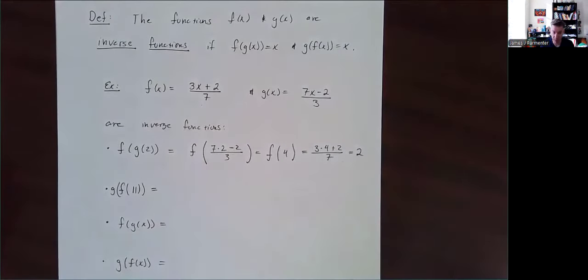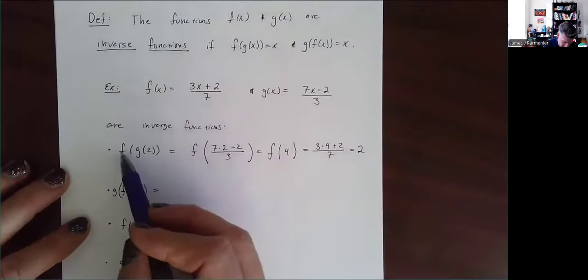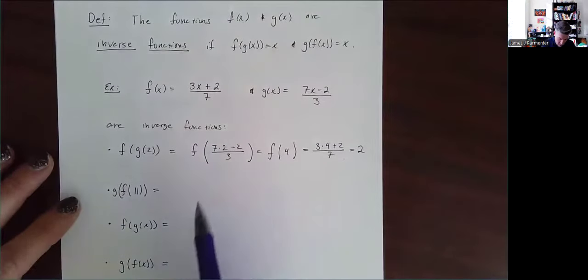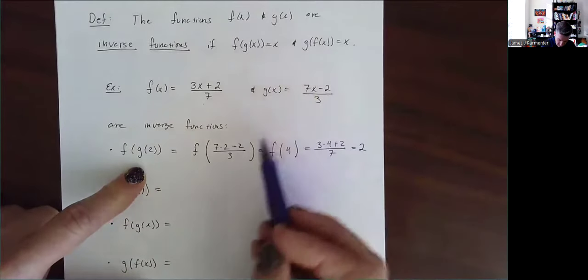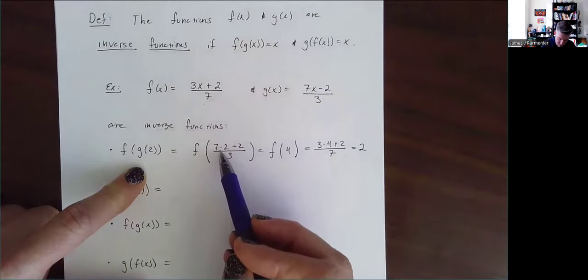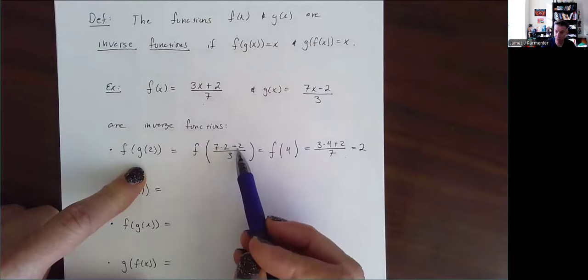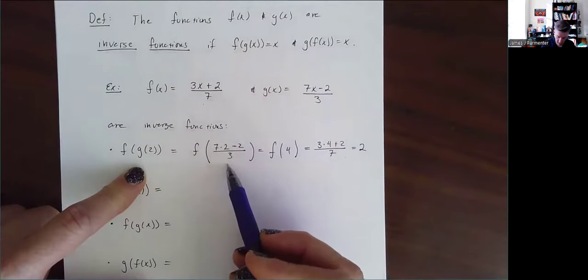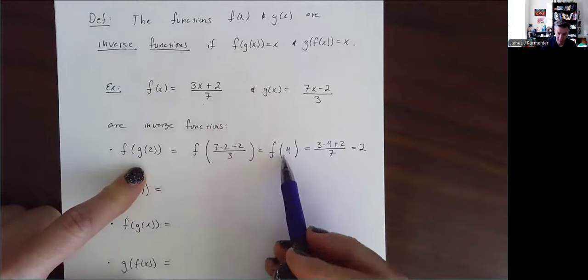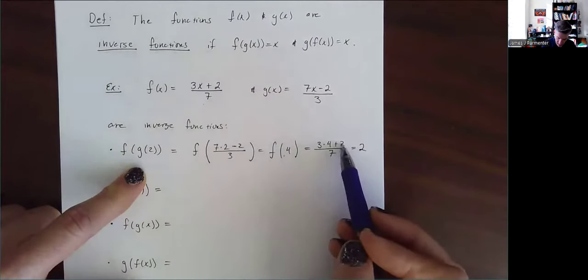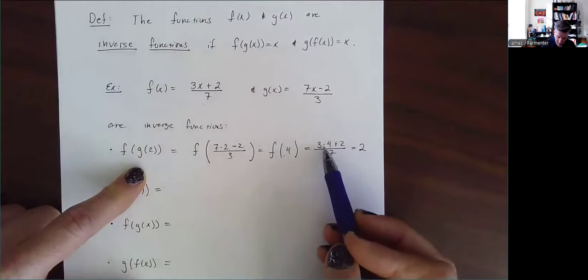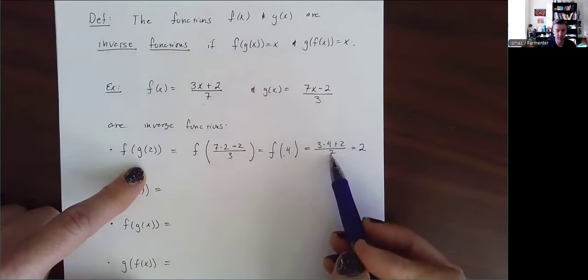Let's look at some examples here. So if we look at f of g of 2, well, g of 2 is going to be 7 times 2 minus 2 all over 3. 7 times 2 is 14. 14 minus 2 is 12. 12 divided by 3 is 4. That's going to be equal to f of 4. We plug 4 into the function f. F of 4 is going to be 3 times 4 plus 2 divided by 7. 12 plus 2 is 14. 14 divided by 7 is 2.